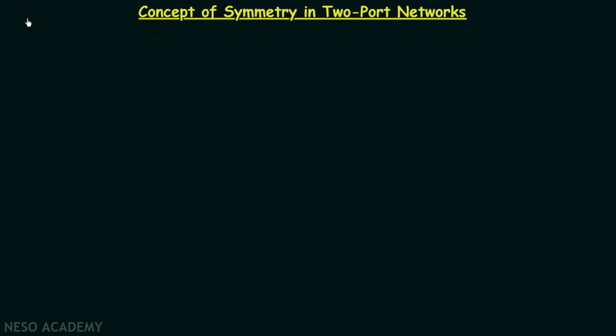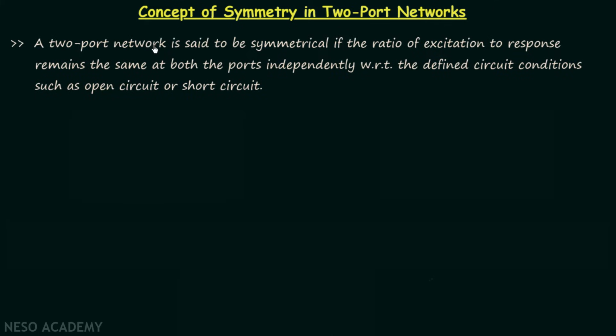In this lecture, we will understand the concept of symmetry in two-port networks. We will see the condition for a two-port network to be symmetrical. A two-port network is said to be symmetrical if the ratio of excitation to response remains the same at both the ports. This means at port 1 and at port 2, independently with respect to the defined circuit conditions such as open circuit or short circuit.